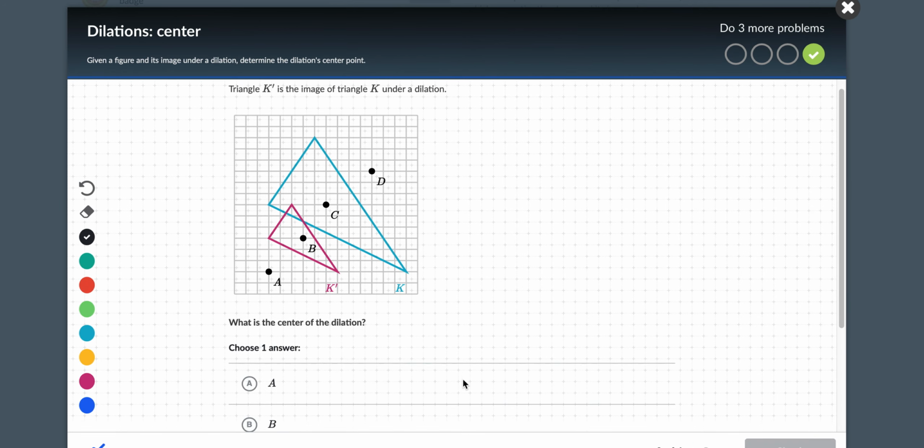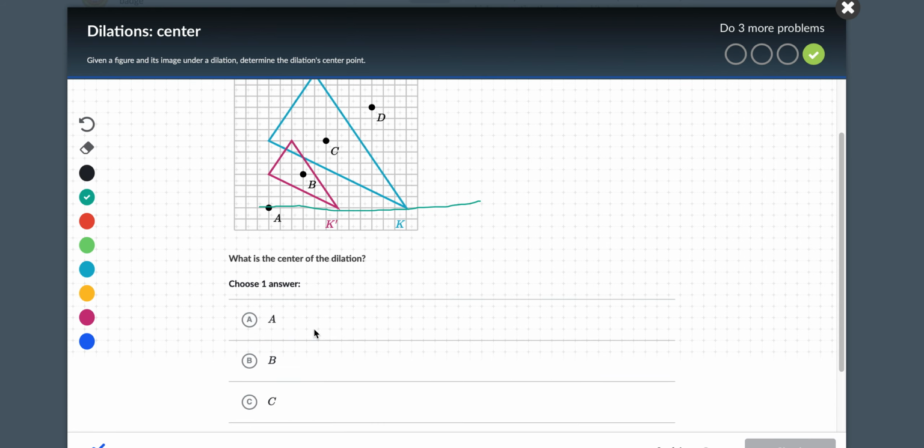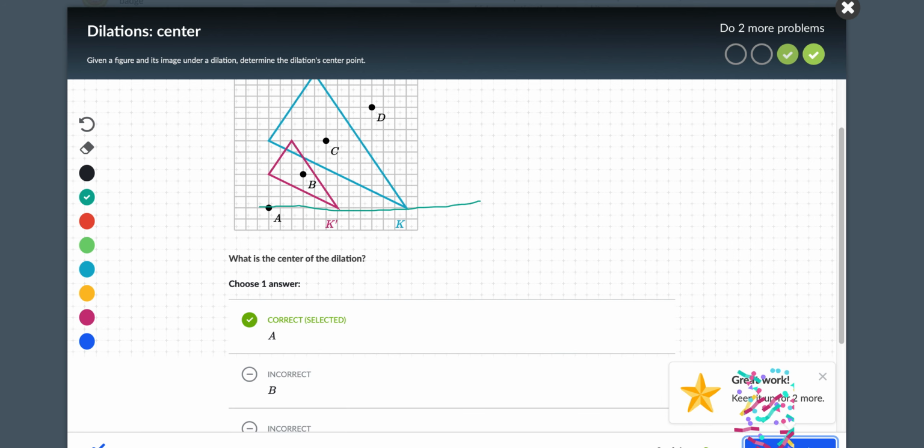Alright, I'll do a few more. So triangle K prime is the image of triangle K under a dilation. So what is the center of dilation? Okay. So again, remember, if it just gives you the 2 points, all you have to do is draw a line. So again, the line moves straight into A. So the center of dilation is A.